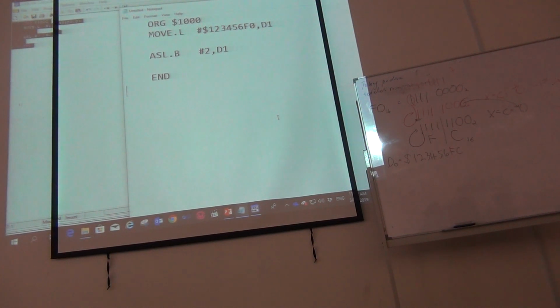Look at the table for ASL. ASL shifting is different. ASL, now the process is different. Look at the table. You have to refer to the table, then get to the shifting process.